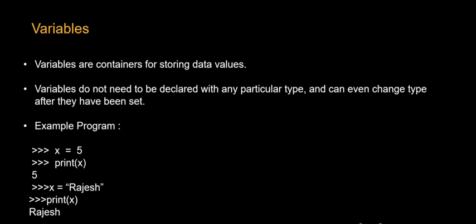Generally, in other programming languages, we have to declare the data type of a variable when we assign a value to it. But in Python, there is no need to declare a variable. Python automatically understands the data type after we assign a value to the variable.